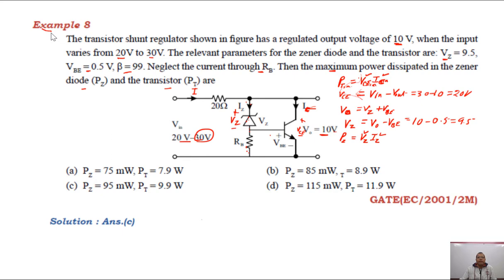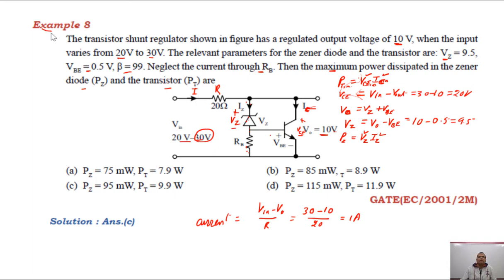First of all, what is the current I? The current I coming from the supply is nothing but Vin minus Vout divided by the resistance R. I have to take the maximum input voltage for maximum power dissipation. So it is 30 minus 10 divided by resistance R. What is the value of resistance R? That is 20 ohm. So this must be equal to 1 ampere, right? Now what is the current through the Zener diode? That we have to find.